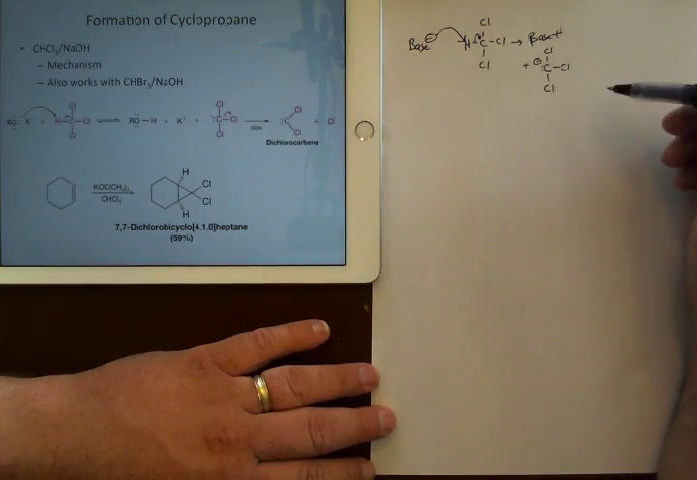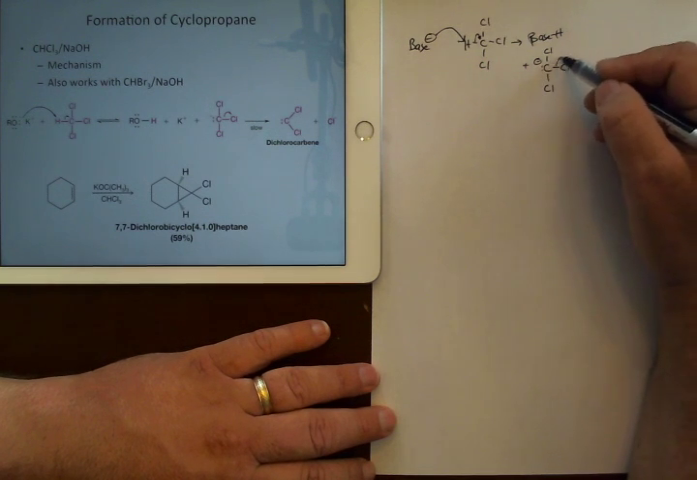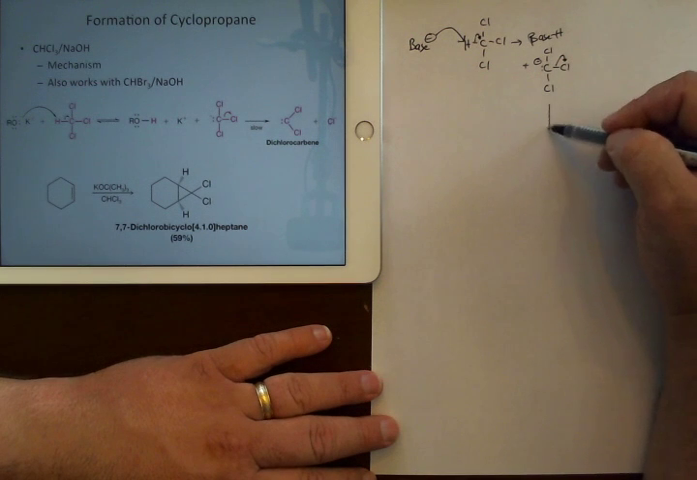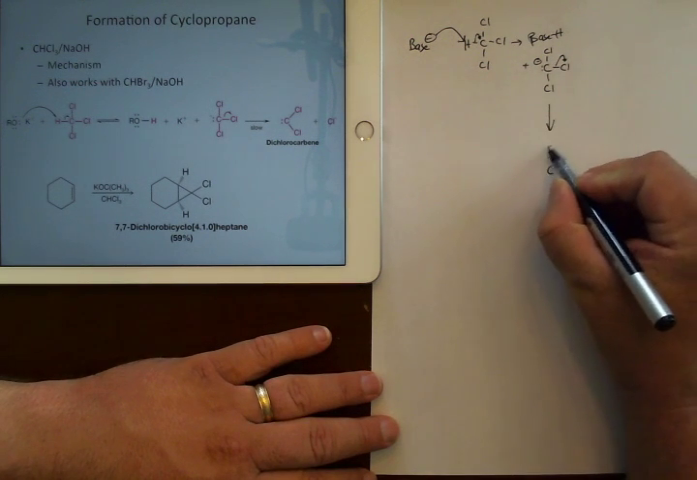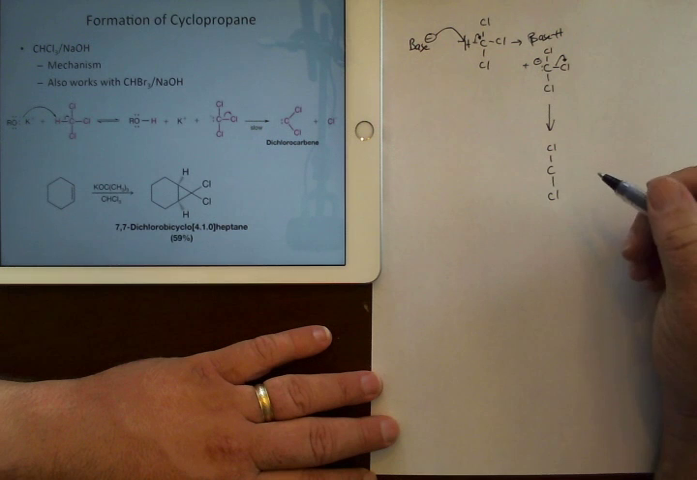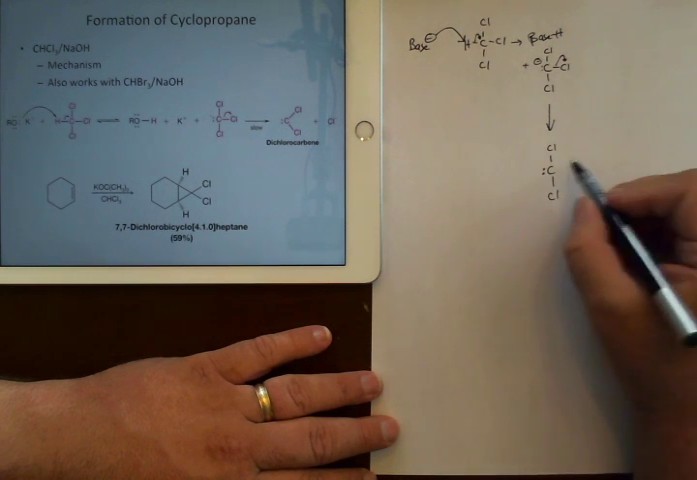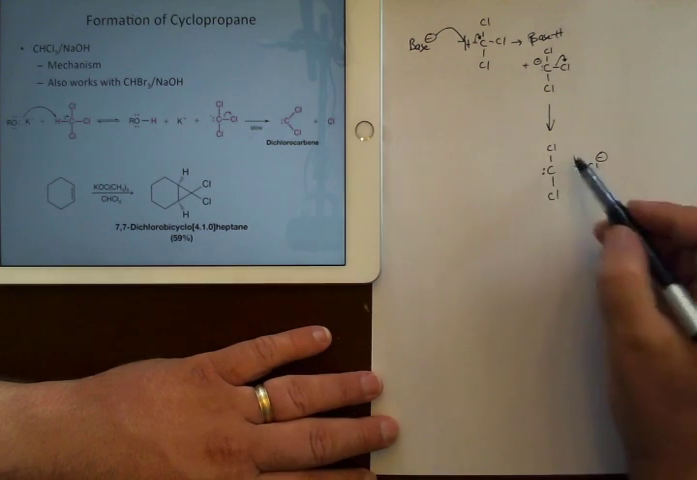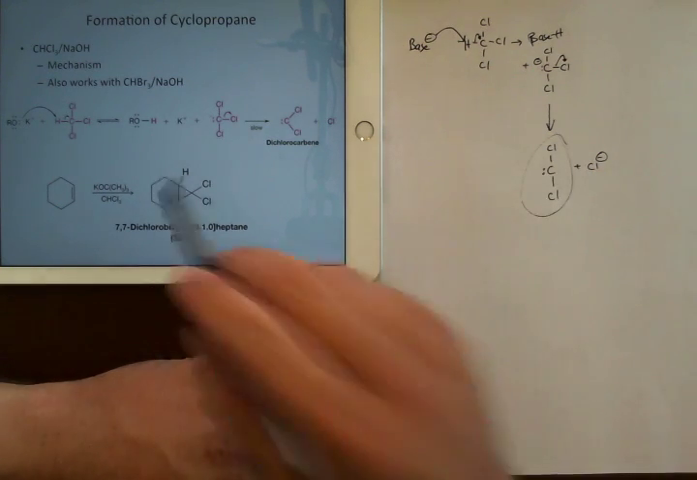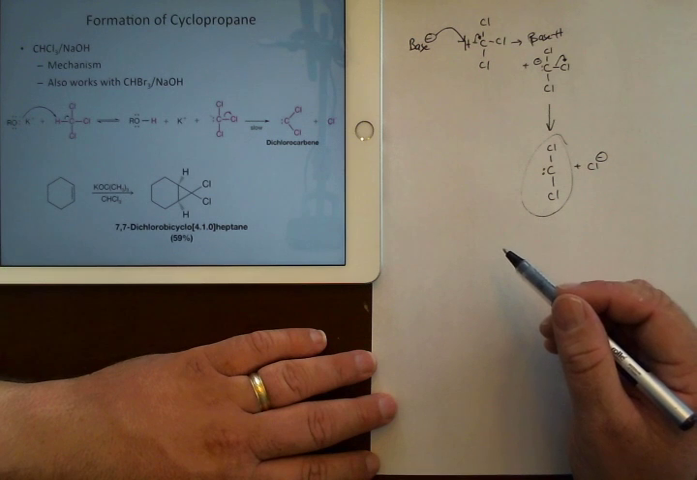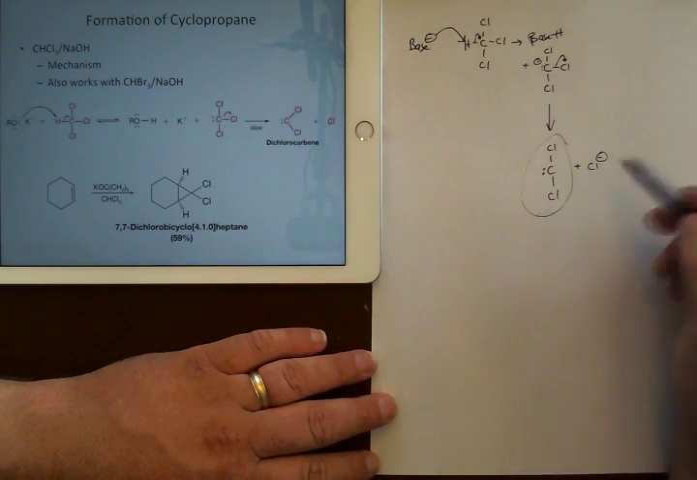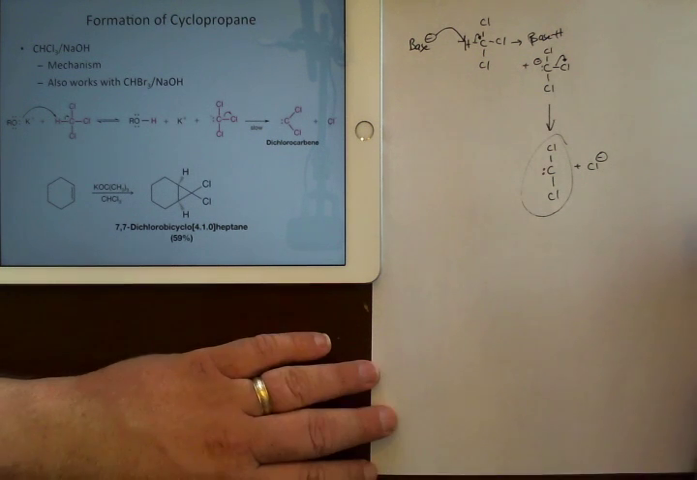Now, this is where it gets weird. What happens is this chlorine just spontaneously leaves. It happens slowly, but every once in a while it will. And so what you end up with is dichlorocarbene here, plus Cl minus. Now here is your carbene that can go and react with whatever double bond you have. I always say, well, what happened to that third chlorine? Well, it just goes away. Go figure, to make your carbene.